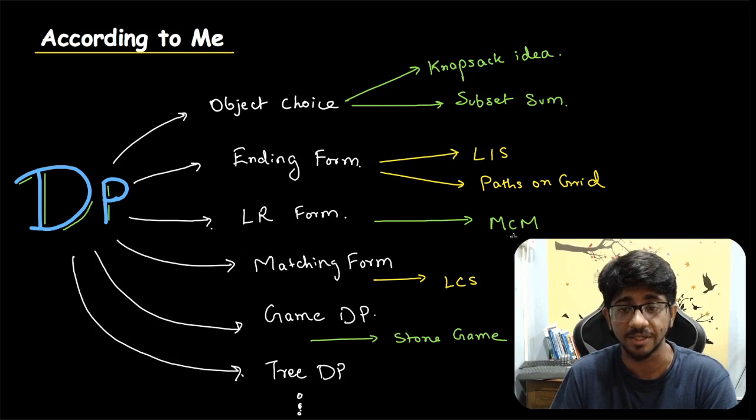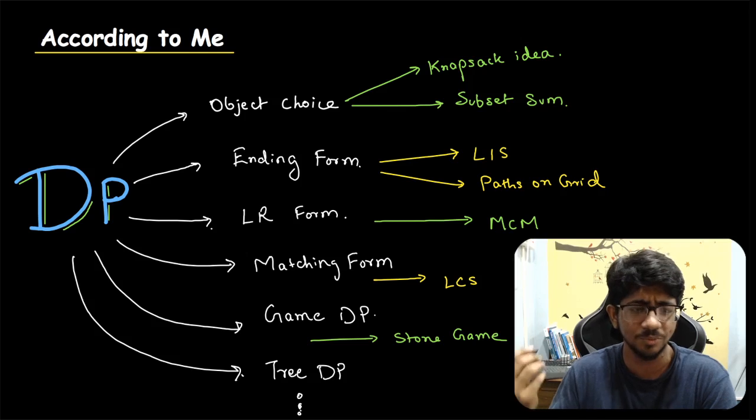LRDP is for interval kind of problems. Then matching form is basically where you have to match characters between multiple sequences. Then game, of course, you have games where you use DP to find whether the state is winning or losing. And then there are tree DP, digit DP, bitmask DP, and there are multiple different forms.